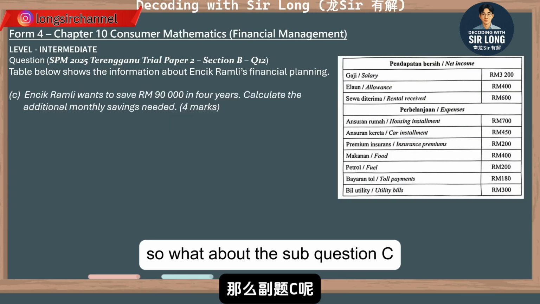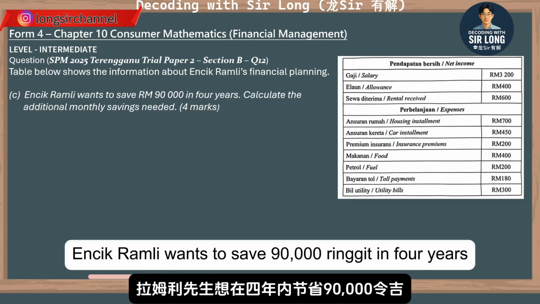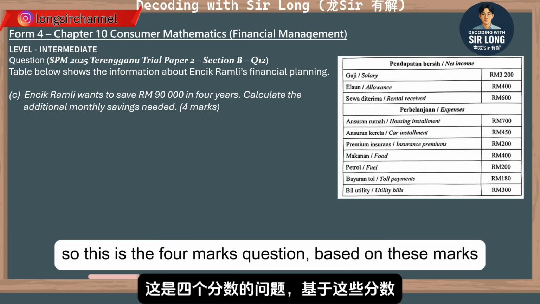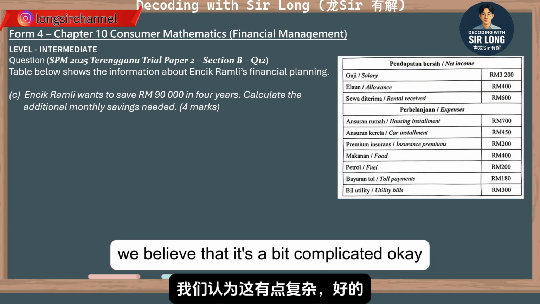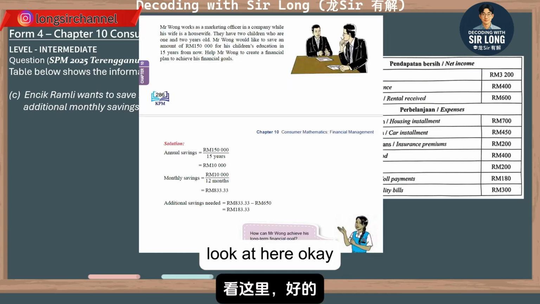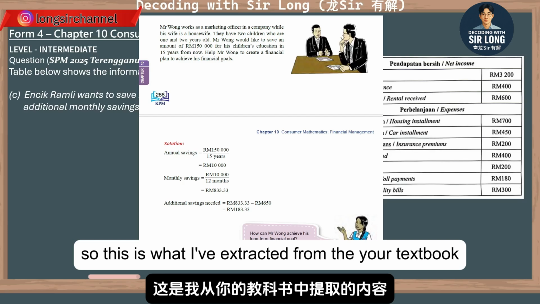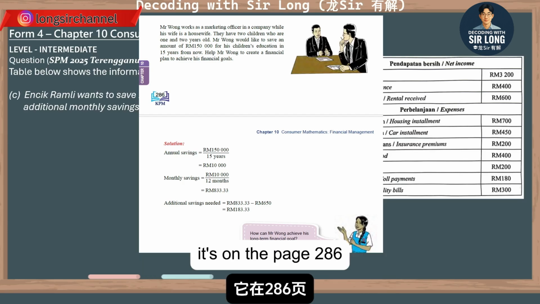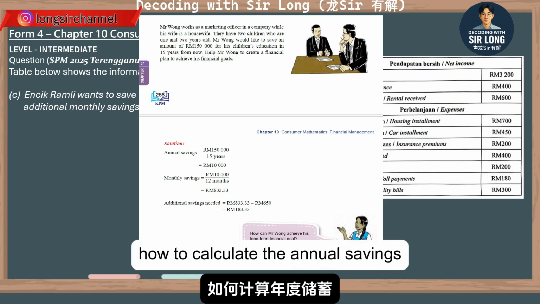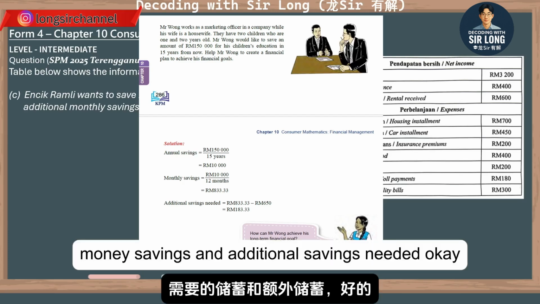Alright, so what about sub-question C? Encik Ramli wants to save $90,000 in 4 years, and please calculate the additional money savings needed. Okay, so this is a 4 marks question. Based on these marks, we believe that it's a bit complicated. So how complicated is it? Look at here. This is what I've extracted from your textbook, on pages 286 and 287, and it's about how to calculate the annual savings, money savings, and additional savings needed.